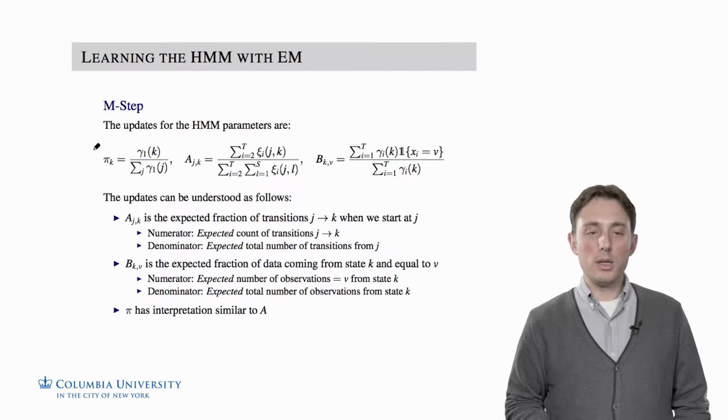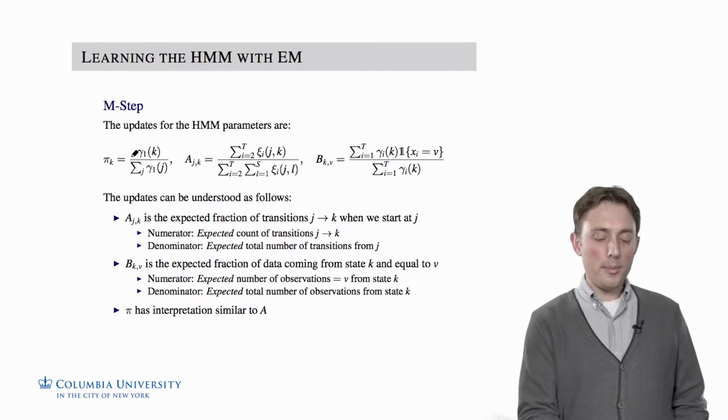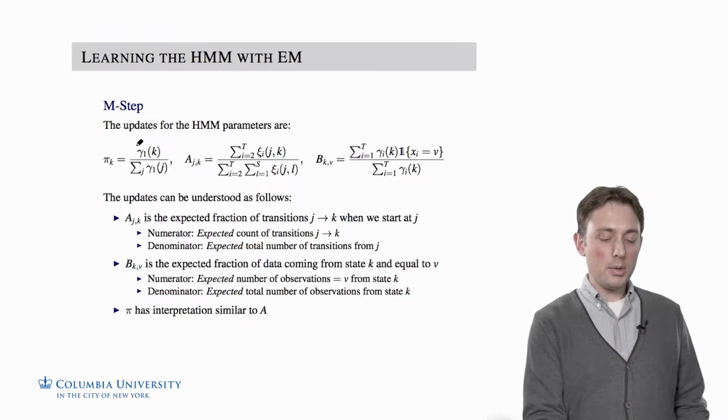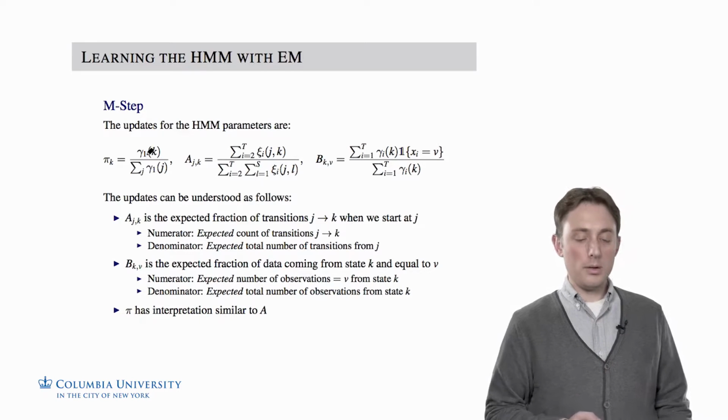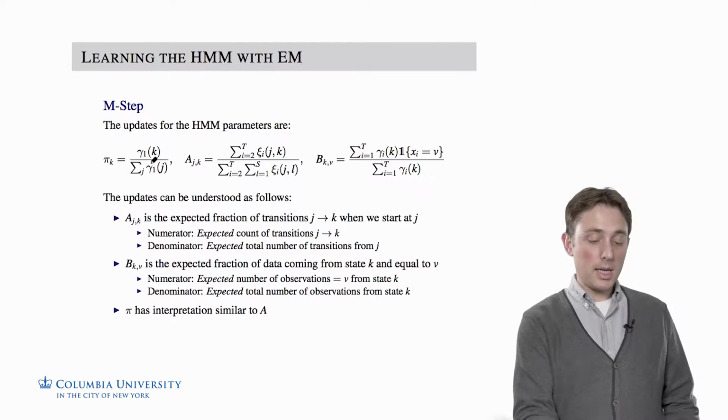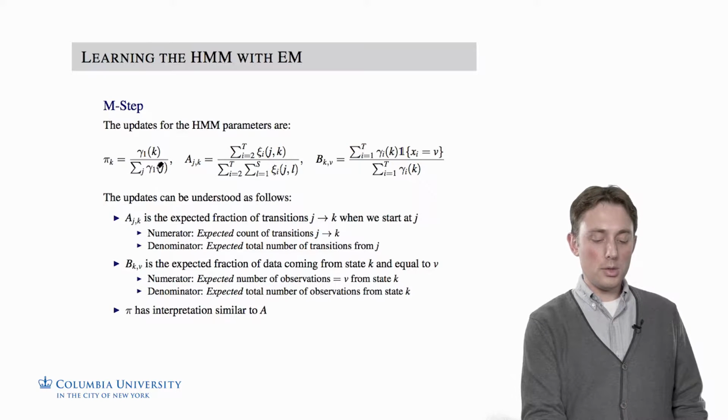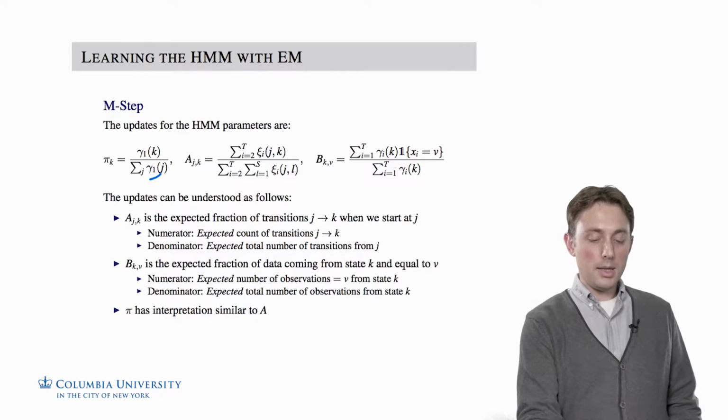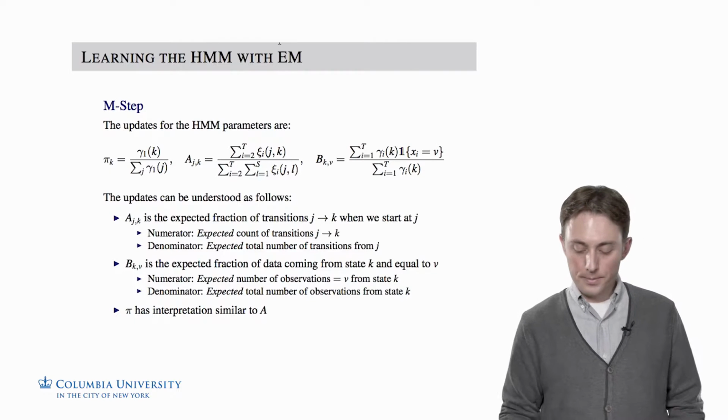And similarly for the initial state, we can use the probability distribution of being in any particular state at time 1, and then normalize that. In this case, we don't need to, since this is already a distribution. This sums to 1 to get the initial state probability.